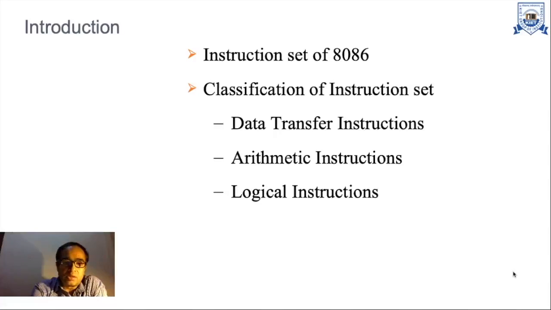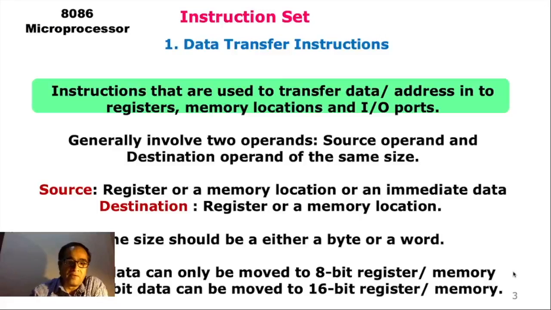In the contents, we'll be mentioning the instruction set of 8086 and the particular classification of the 8086 instruction set that we'll be discussing in this presentation: data transfer instructions, arithmetic instructions, and logical instructions. Now let us understand the first category, data transfer instructions. These are the instructions used to transfer data or addresses into registers, memory locations, and I/O ports.